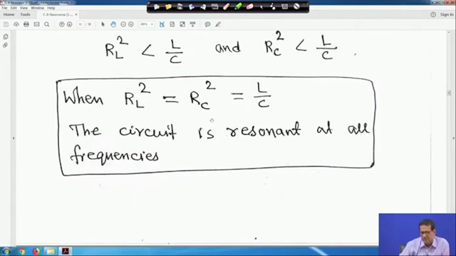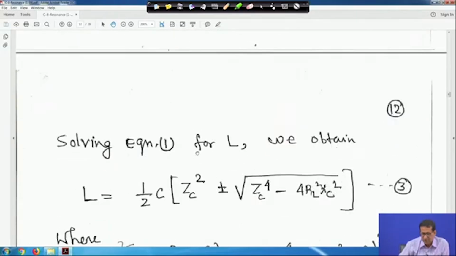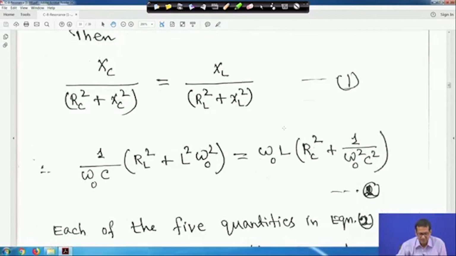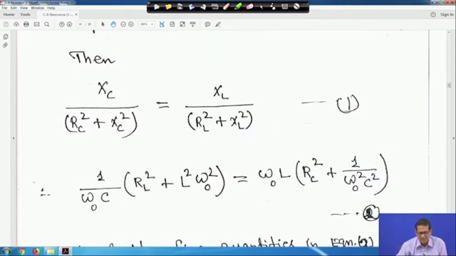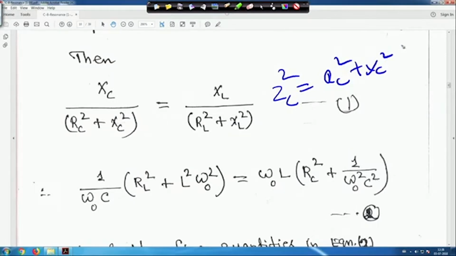But when RL square is equal to RC square is equal to L by C, the circuit is in resonance at all frequencies. That also I told you, because that factor term will vanish. Now the question is, if you solve equation 1 for L, you will obtain something very interesting. From equation 1, we call ZC square equal to RC square plus XC square. This is my ZC square, and ZL square is equal to RL square plus XL square.